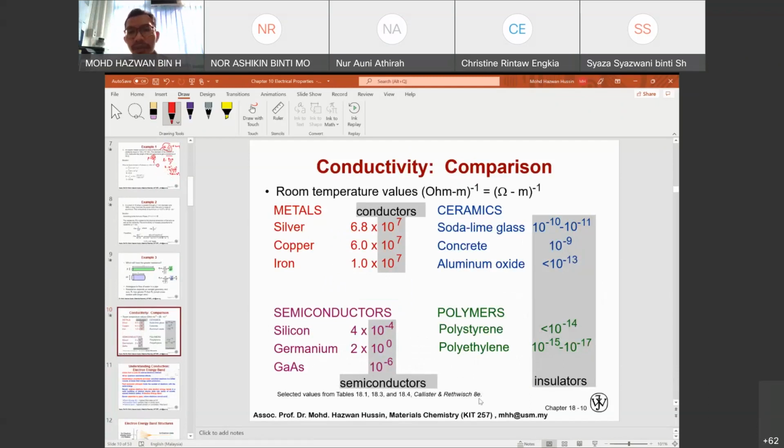So some comparison in terms of conductivity values. If you have different materials like, for example, metal, ceramic, semiconductors and polymers, the conductivity values are roughly as this. Okay, metal normally will be very conducting, very much conducting, with the conductivity value more than 10 power of 5.